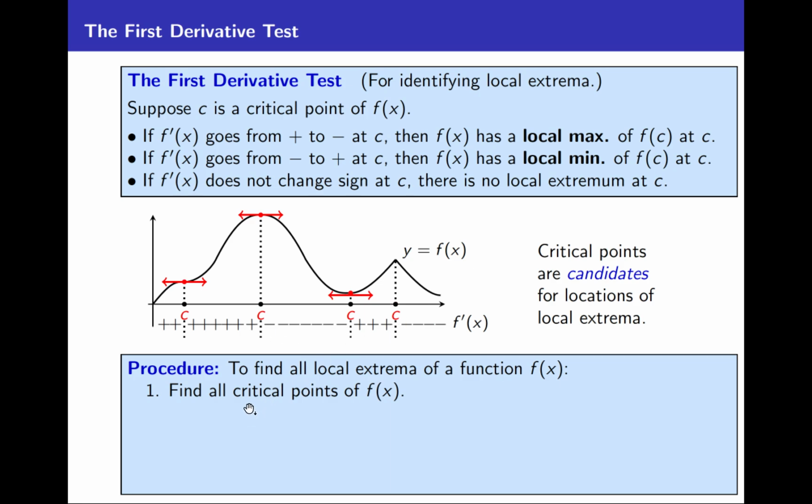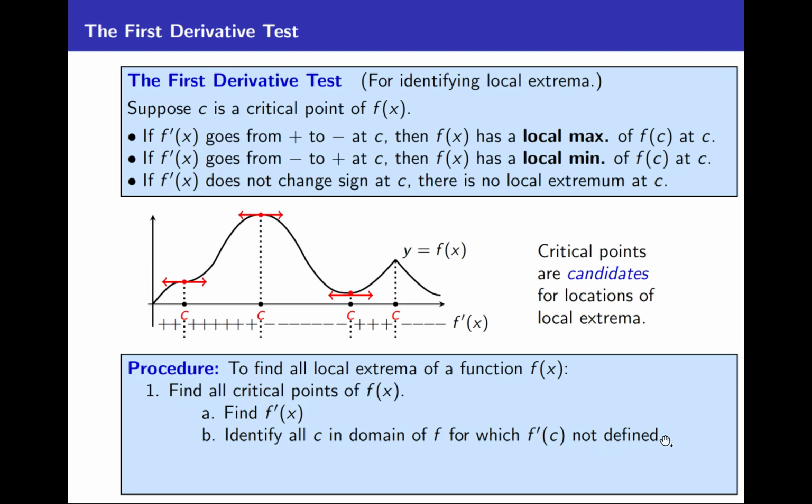And remember, to find all the critical points, what you do is you, first of all, find f prime of x. You look at it, you identify all the c in the domain of f for which f prime of c is not defined. And such c would be a critical point of f.